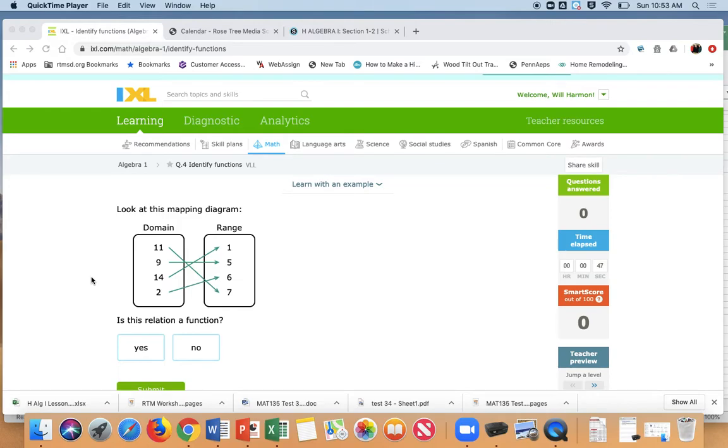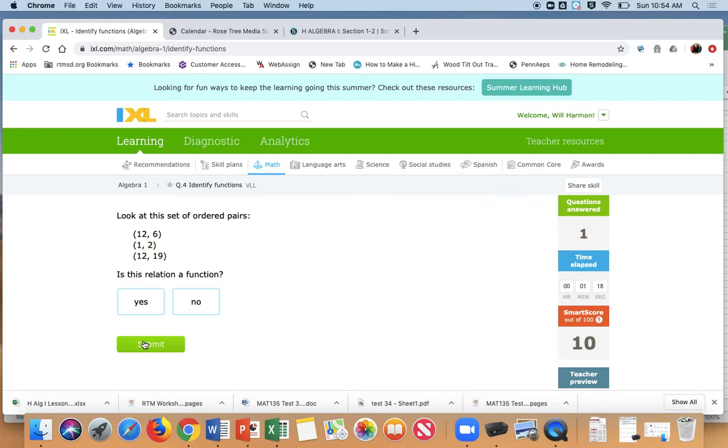And knowing that definition is going to help me in doing the IXL Algebra 1 Q4 identify functions. Essentially, we're going to be looking at this column and seeing, are there two arrows coming out of one number and going to different numbers over here? Notice 11 goes to 7, 9 goes to 5, 14 goes to 1, and 2 goes to 6. There are no two arrows coming out of here. So is this relation a function? Yep, it is.